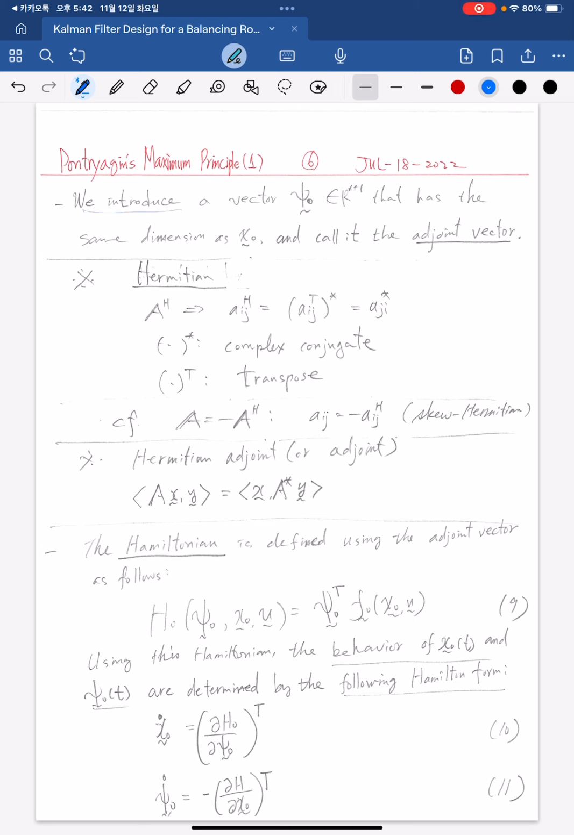We introduce a vector psi 0 in n plus 1 vector that has the same dimension as the x0 and is called the adjoint vector. Hermitian. Matrix A Hermitian, a_ij Hermitian, a_ij transpose, conjugate transpose, a_ji star. 요거는 transpose. A Hermitian, A^H는 skew Hermitian. Hermitian of the adjoint or the adjoint는 여기 inner product는 <AX, Y>, <X, A^H Y> 하고 같은 거다.